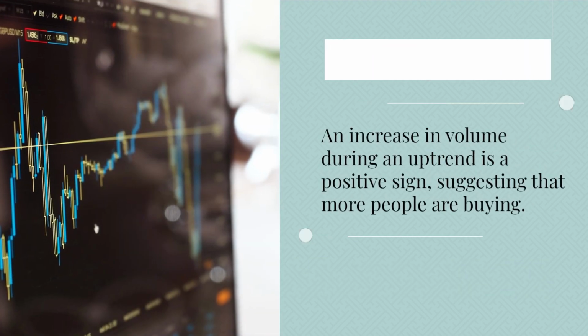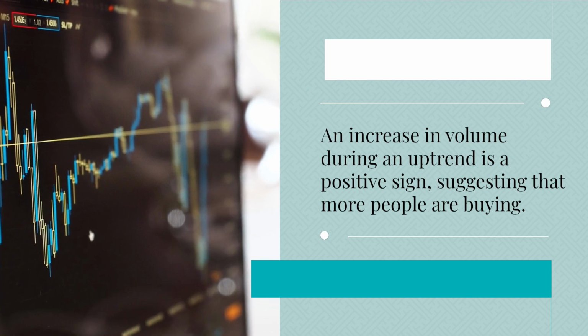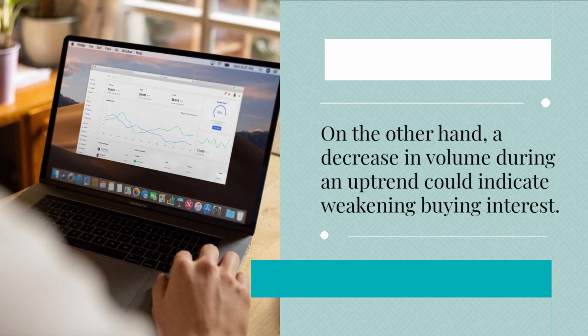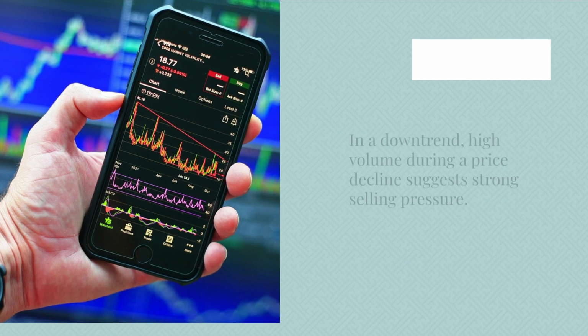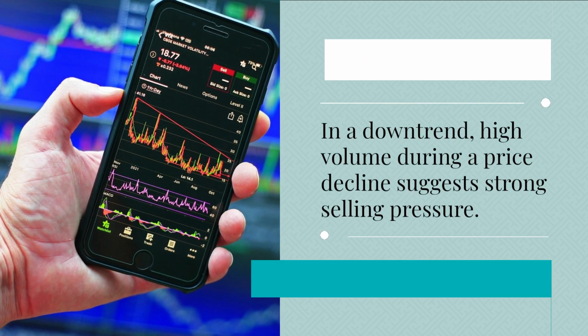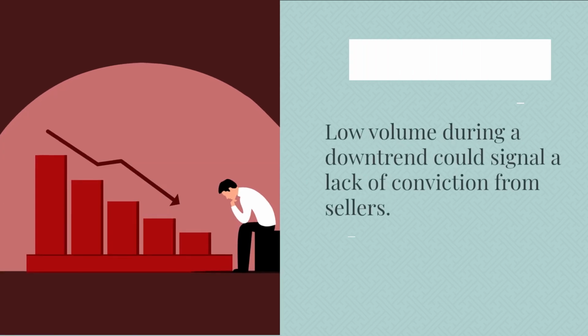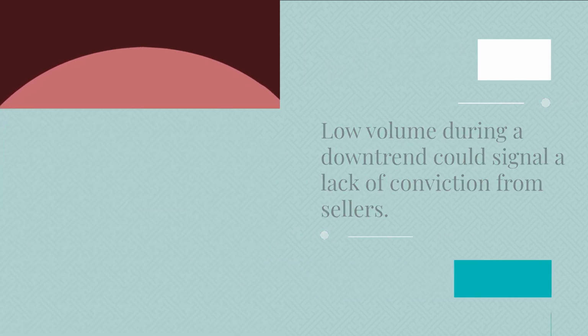An increase in volume during an uptrend is a positive sign, suggesting that more people are buying. On the other hand, a decrease in volume during an uptrend could indicate weakening buying interest. In a downtrend, high volume during a price decline suggests strong selling pressure. Low volume during a downtrend could signal a lack of conviction from sellers.